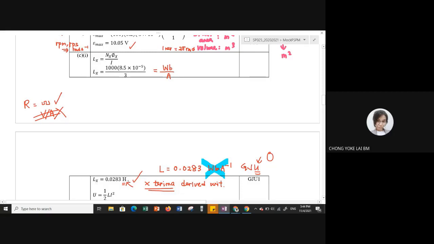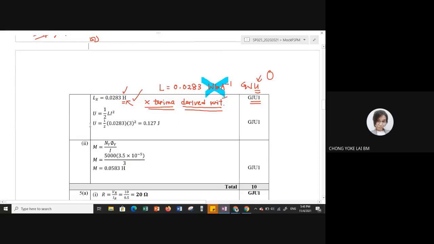The unit for self-inductance is Henry only. You write Henry, then you get the mark here. Be careful about this. You must remember the unit for every physical quantity for the exam. You cannot derive it yourself using the formula. We do not accept derived units. Then the energy is half L I squared. We use the formula directly. Substitute the values and you will get the answer in Joule. The only unit I accept here is Joule.